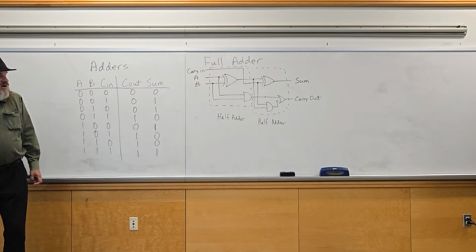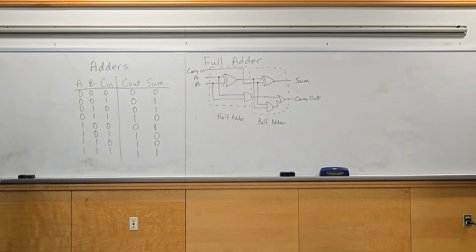So that is how you have a carry in your calculations. You carry in the bit from the previous column into the next column, and then you can add 3 bits together.